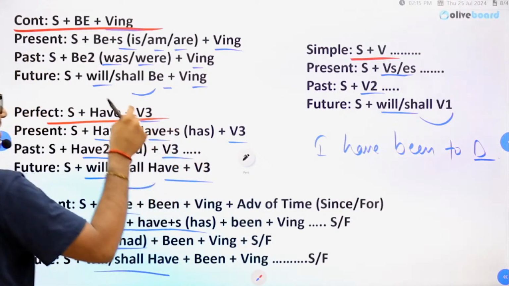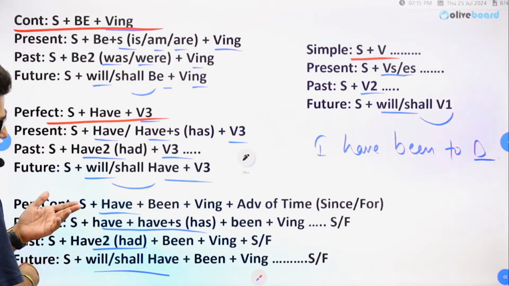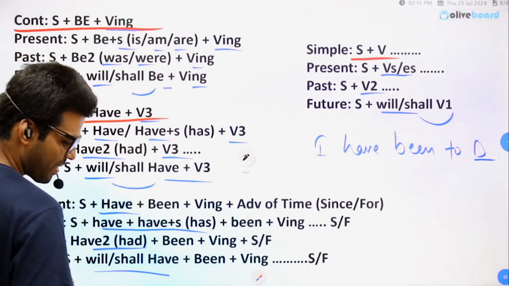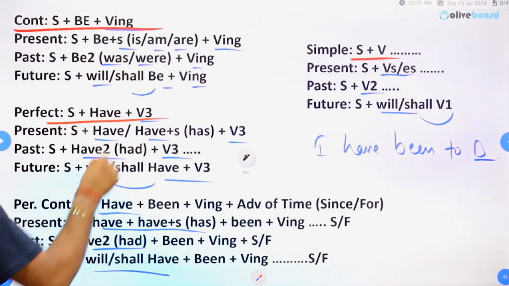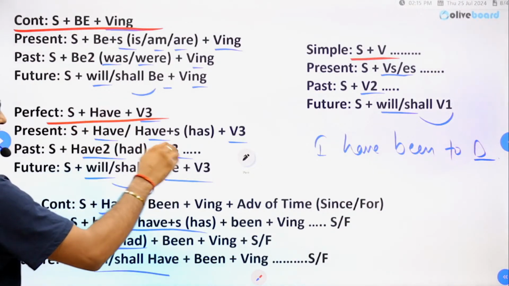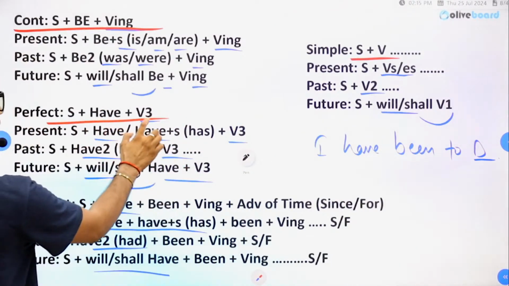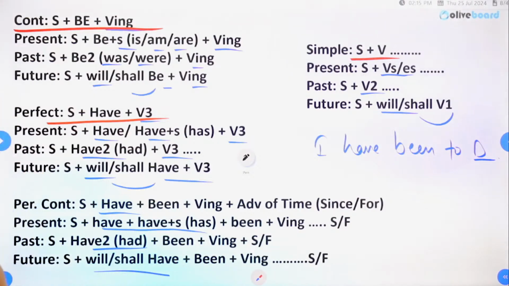Okay. So it doesn't have an ing. So it's not going to be either a continuous or a perfect continuous tense. Since it has a have and then a third form, and have in third form is in present perfect tenses, it is a present perfect tense.